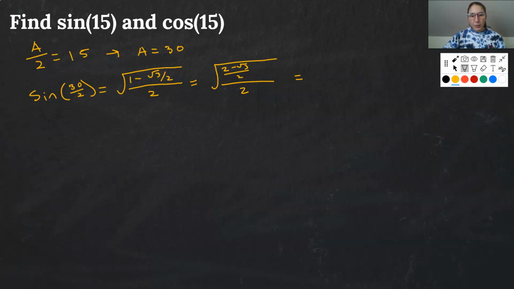Dividing by 2 here is the same as multiplying by 1/2. So what I'm really doing is I'm multiplying this guy by 1/2. Which means my numerator will stay the same, 2 minus root 3, and my denominator will become a 4. Okay, so that's what happened here. And then for all intents and purposes, 2 minus root 3, square root of 4 is 2. So this is as simple as I'm going to get here.